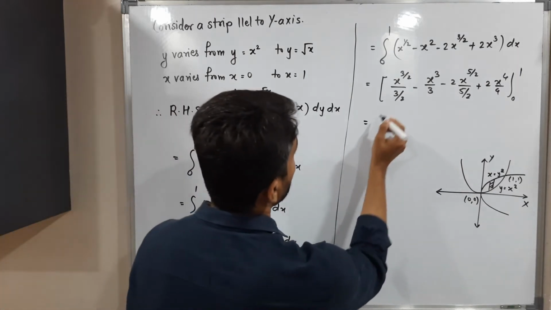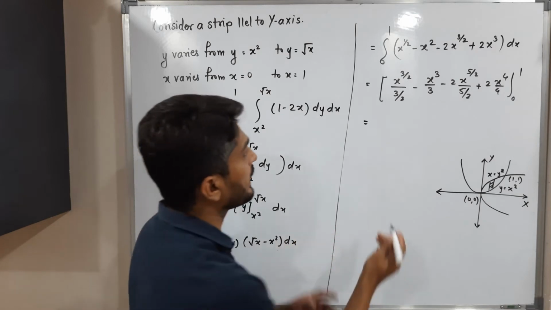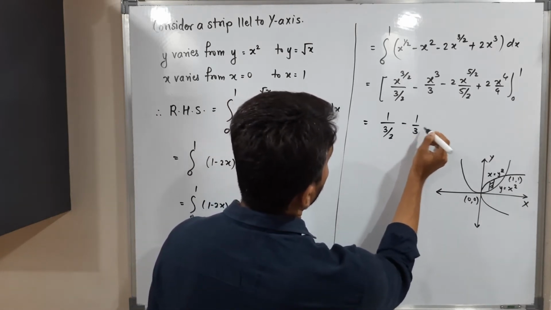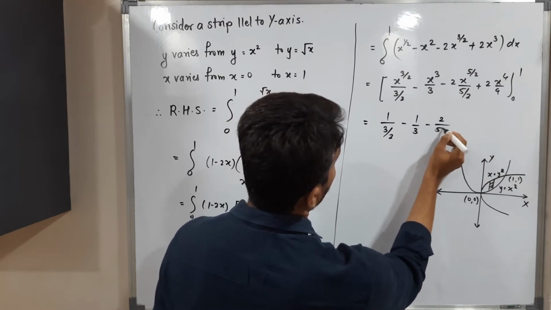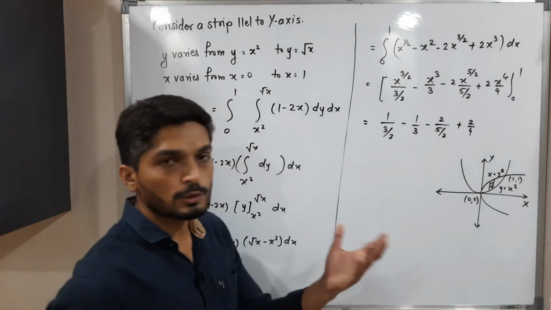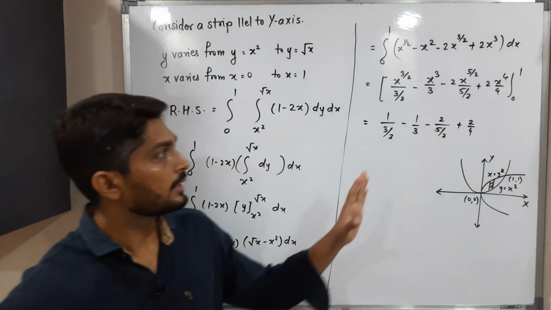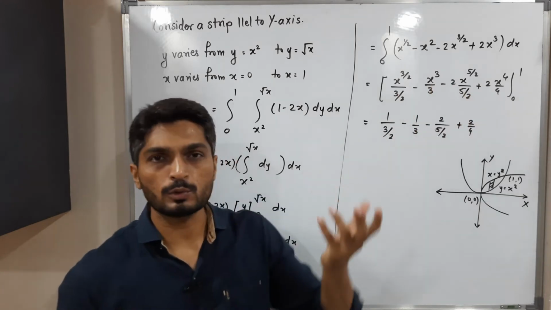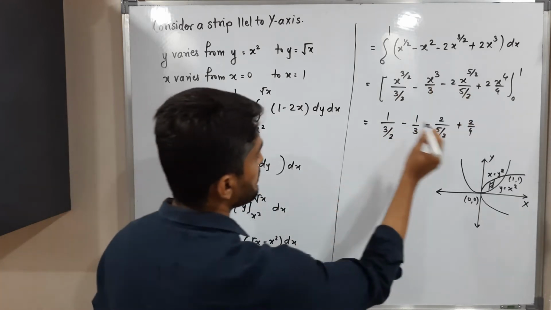Let us put 1. So 1 raised to anything is 1, I can directly write 1 upon 3 by 2 minus 1 by 3 minus 2 upon 5 by 2 plus 2 by 4. Since if you put 1 raised to anything, you will always have 1. If I put 0, all terms will give 0, so no need to write anything. Let us simplify this one only.